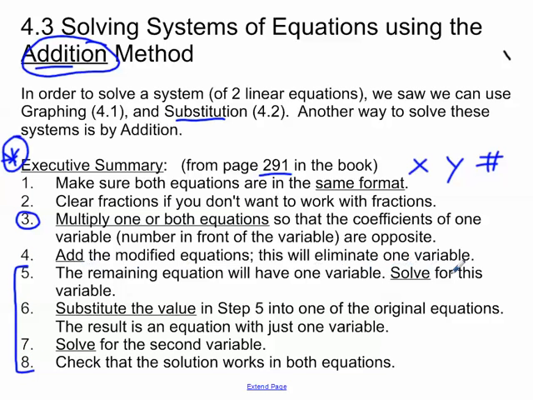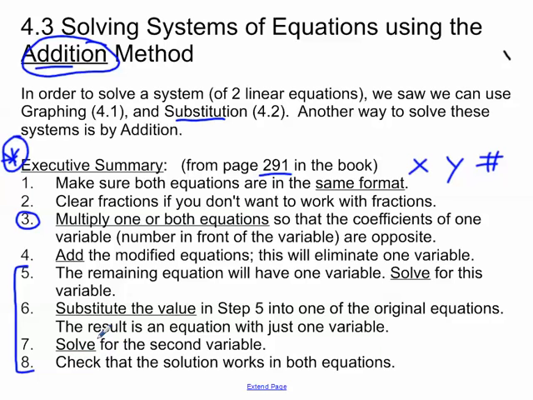Remaining equation has one variable, solve for a variable. Take that variable value back into step 5. Take that value that you found in step 5, put it back into one of the original equations, and solve for the other variable. And then you check your solution.